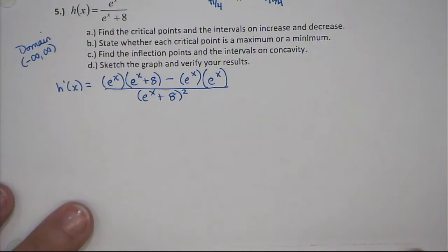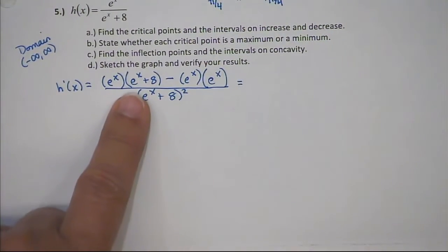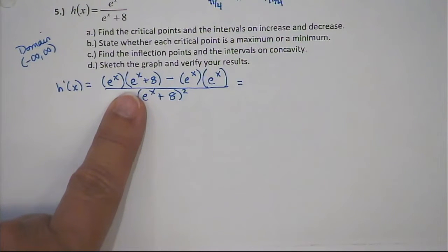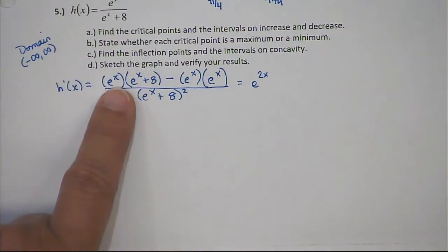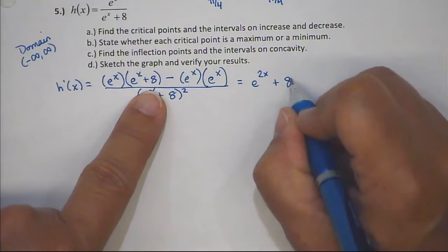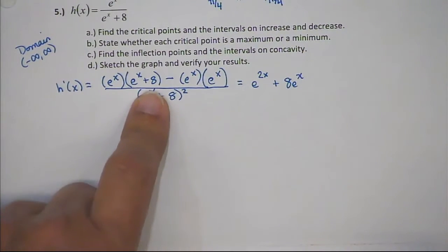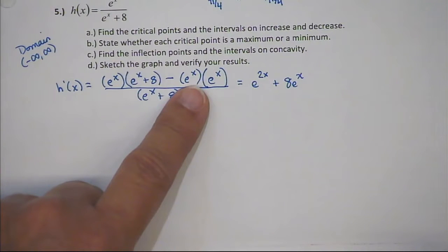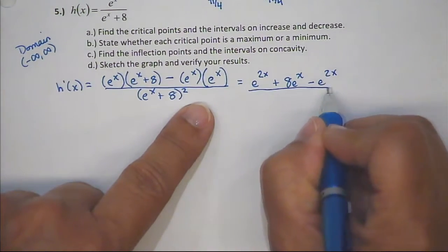Okay, so let's simplify that a little bit and see what we get. On this one, I'm going to go ahead and distribute. So e to the x times e to the x is e to the 2x. And then e to the x times 8 is 8e to the x. And then if I multiply e to the x times e to the x again, I get e to the 2x, and that's minus e to the 2x. So those are going to cancel out on the top.